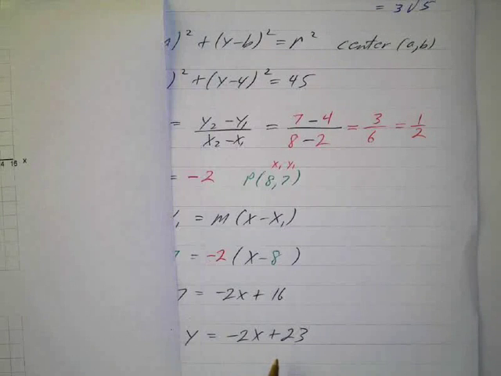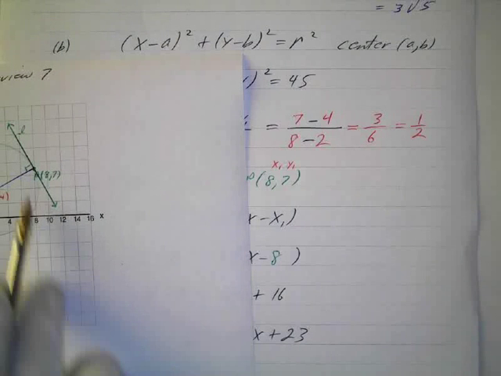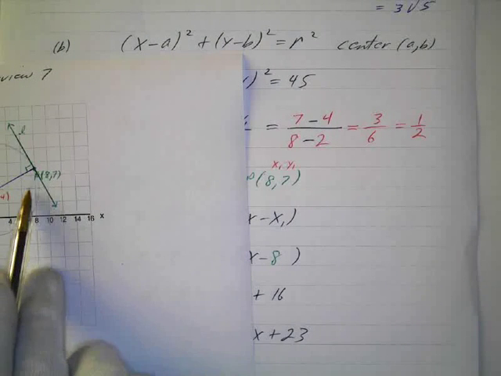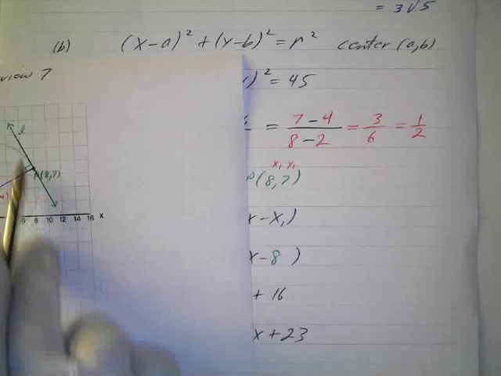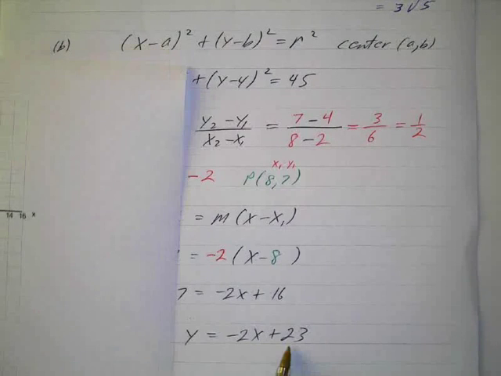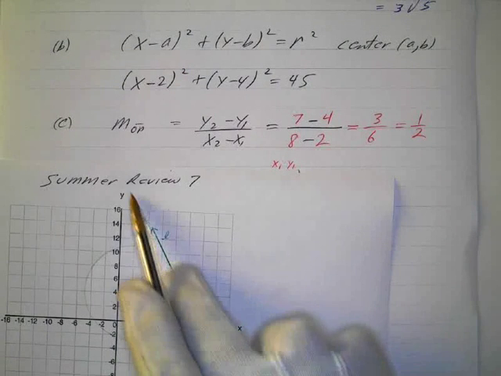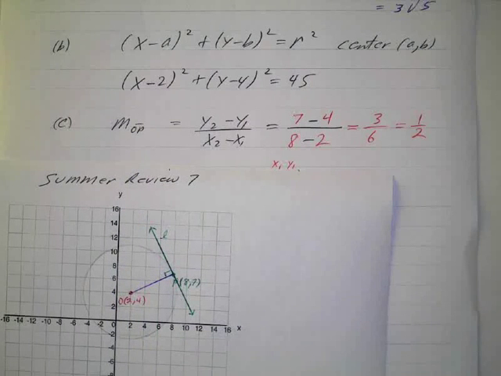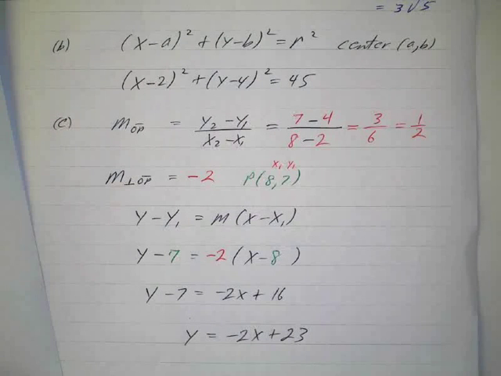And if you look at the graph, it looks like the slope is negative 2. Looks like I'm going down 2 over 1. And it looks like the intercept, if I brought this all the way up, I'd probably get up to 23. Okay? So that's A, B, and C.